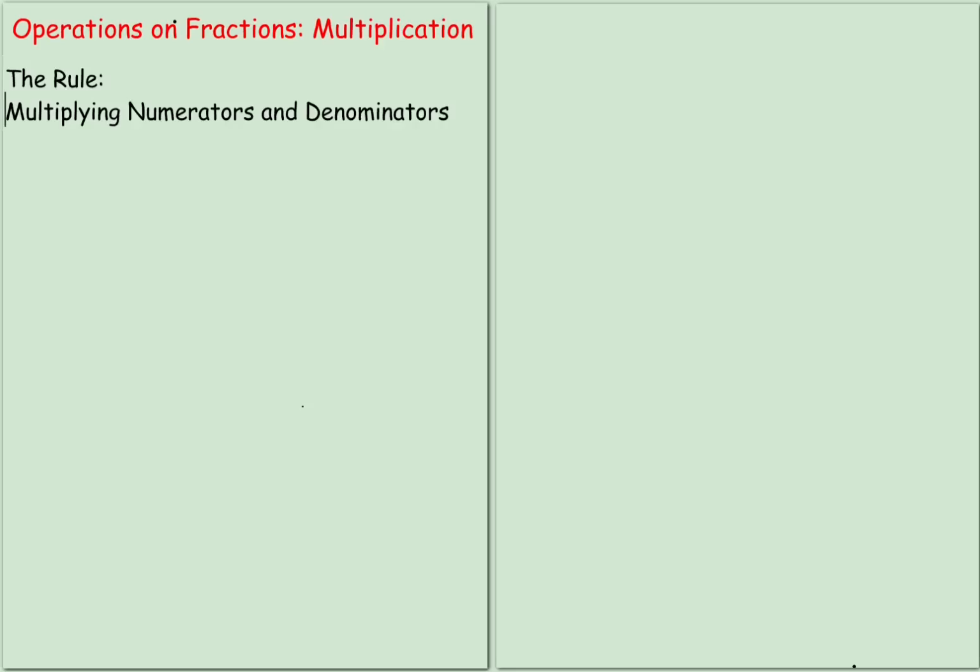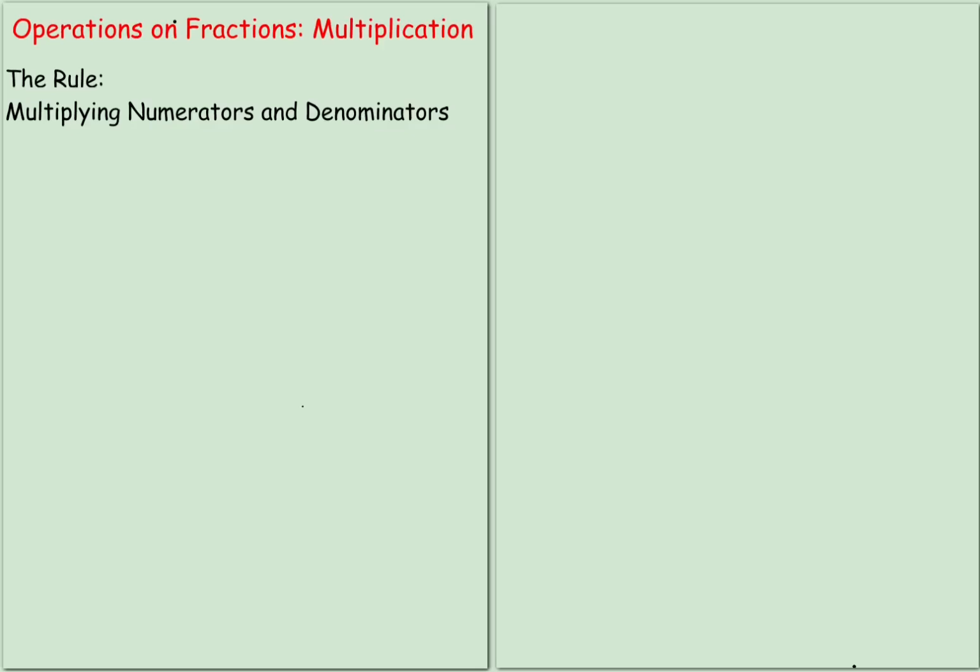So, looking at the basic rule, when it comes to multiplying fractions, all you need to do is multiply the numerators and the denominators. What do I mean by that? You multiply the numerator by the numerator and multiply the denominator by the denominator.